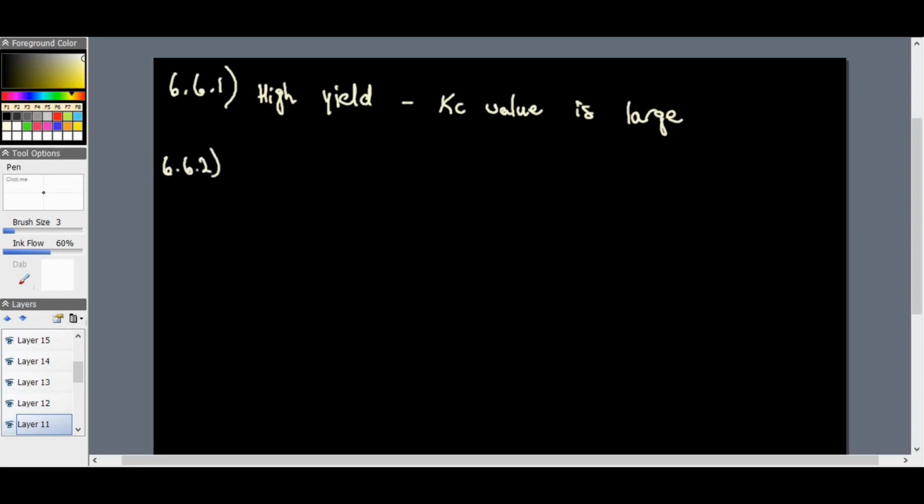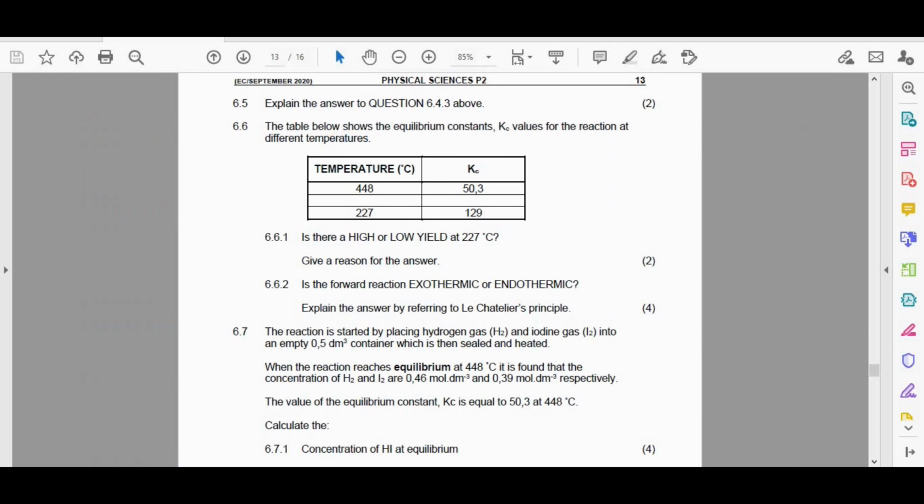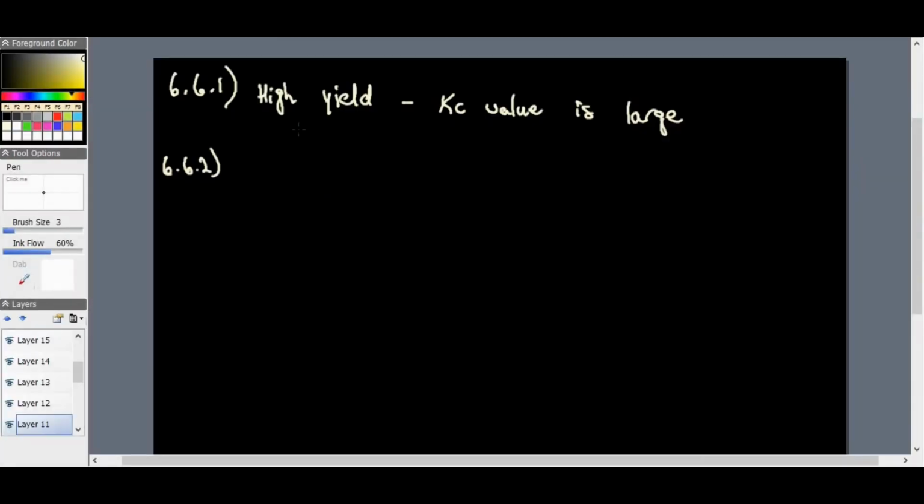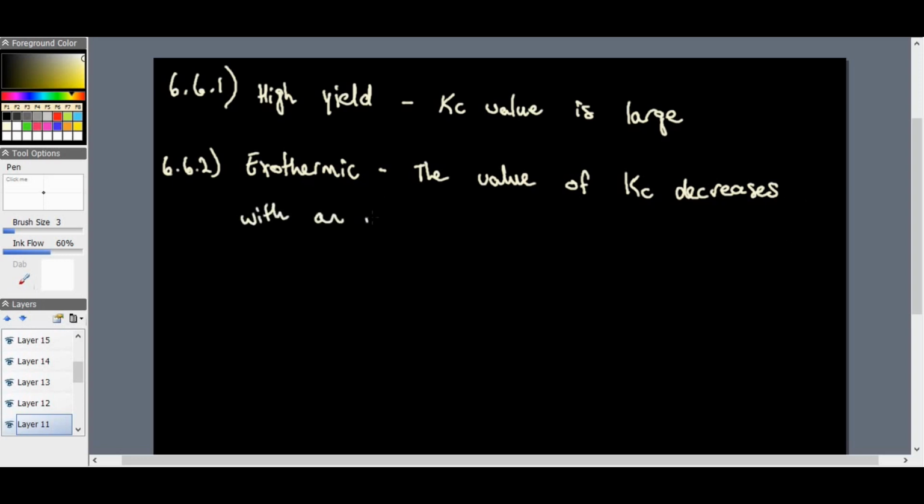6.6.2, is the forward reaction exothermic or endothermic? Explain by referring to Le Chatelier's principle. It is definitely exothermic, and according to Le Chatelier's principle, the value of Kc, the equilibrium constant, decreases with an increase in temperature.